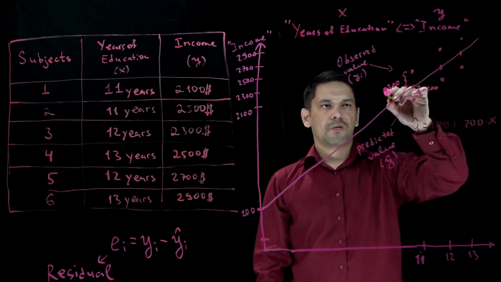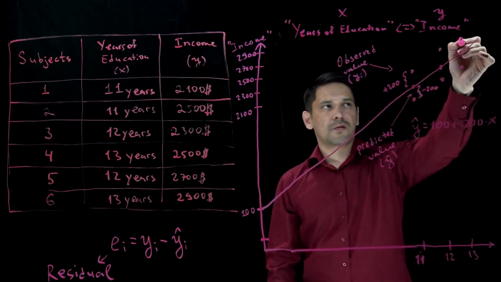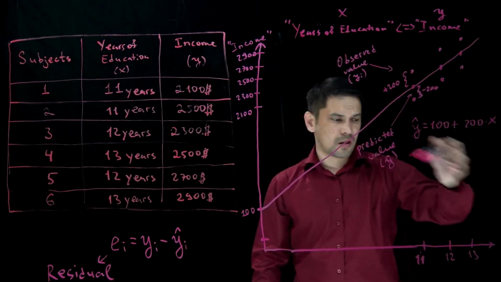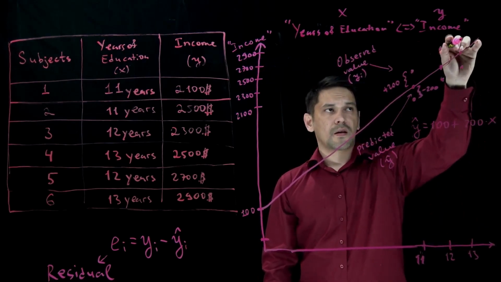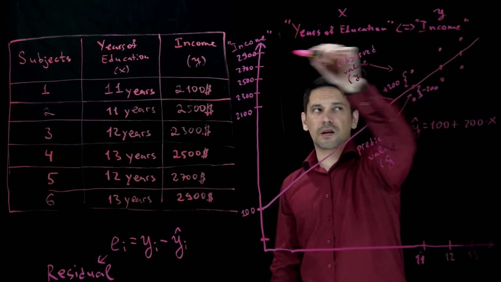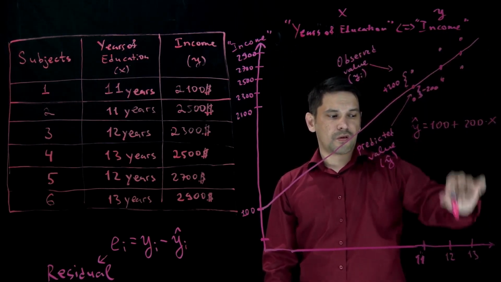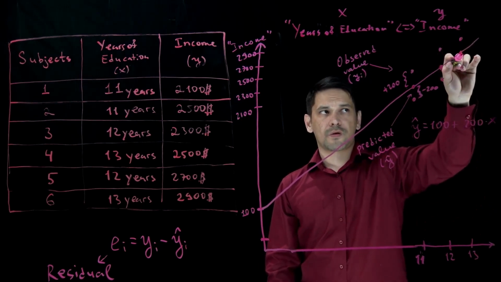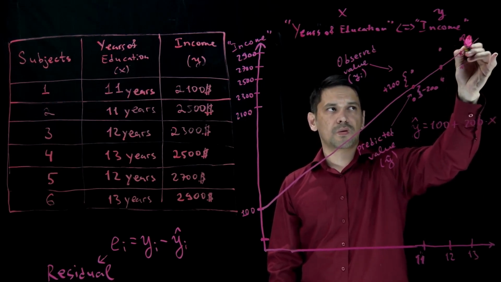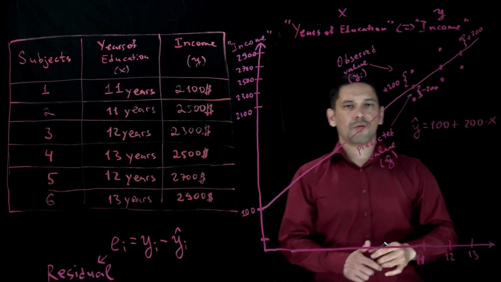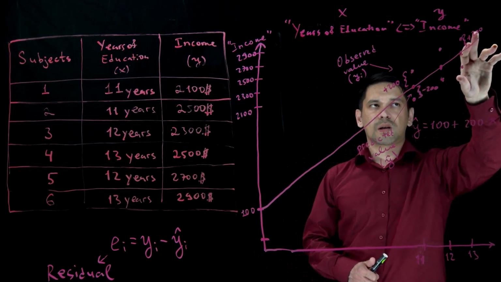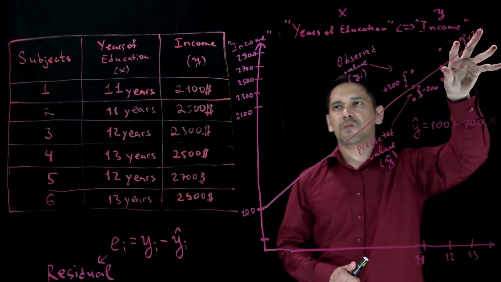Now let's calculate the residual for this dot, for this guy who has an income of $2,900 and 13 years of education. The observed value for this dot is 2,900. The predicted value for 13 years of education is 2,700. So we have to subtract the predicted value from the observed value: 2,900 minus 2,700 gives me plus 200. That means the residual for that guy is plus 200. The distance between this dot and the regression line is equal to 200. Again, the residual is positive because the dot is above the regression line.